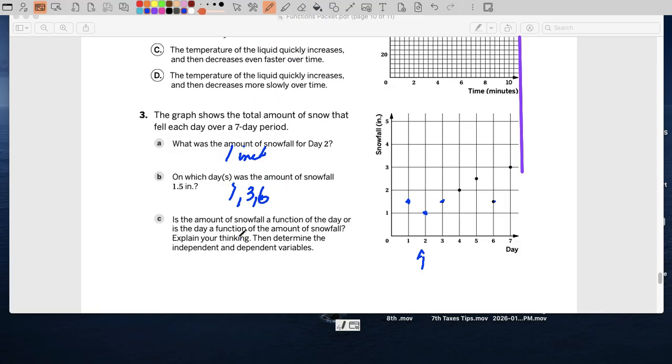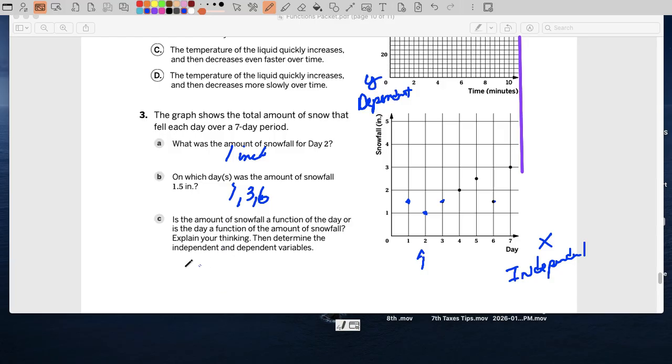Then, is the amount of snowfall a function of the day, or is the day a function of the amount of snowfall? Now, remember, this is your independent and this one is your dependent. Your x value is always the independent value, always. And your y is always your dependent. So the amount of snowfall is a function of the day.